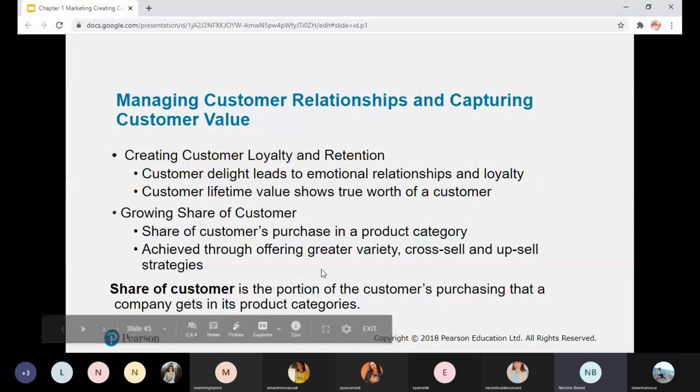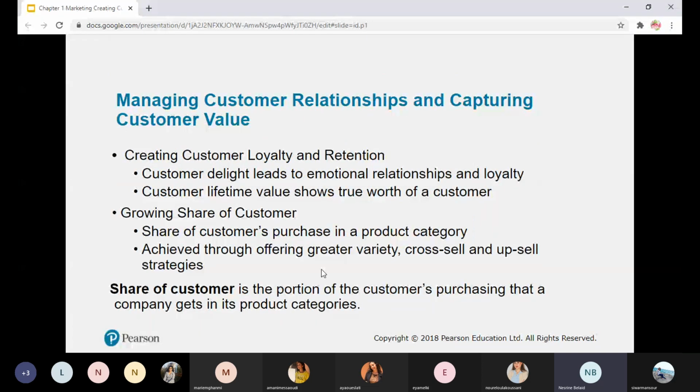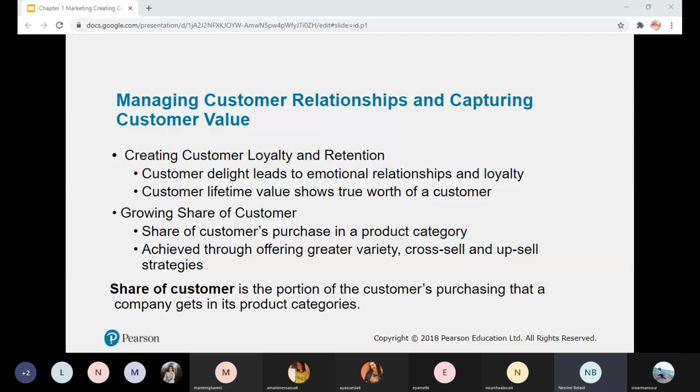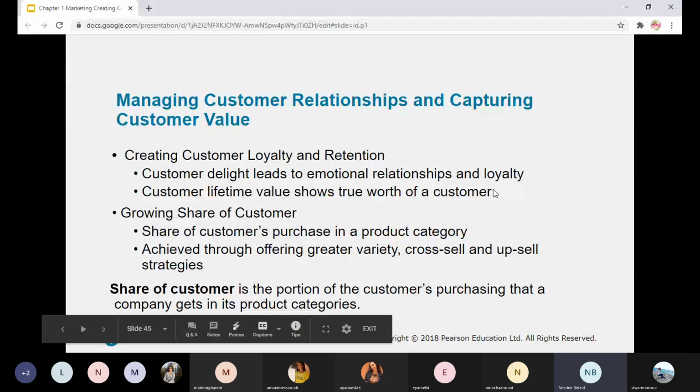So here, creating customer loyalty and retention. Customer delight leads to emotional relationships and loyalty. What does it mean, customer delight? Customer satisfaction, like to the maximum. Highly satisfied. Okay, so a customer is delighted when he is very, very, very satisfied. Okay, this is customer delight.